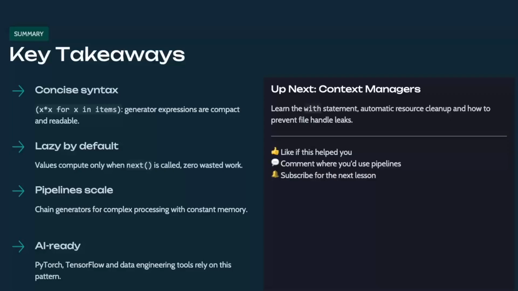Now let's quickly recap. Generator expressions provide a compact way to create generators. Instead of using square brackets as with a list, we use round brackets to create generators. Generators use lazy evaluation. Values are computed only when needed. Generator pipelines allow us to process data through multiple stages without creating large intermediate collections. This pattern is widely used in backend systems, data engineering, AI pipelines, and frameworks like PyTorch and TensorFlow.